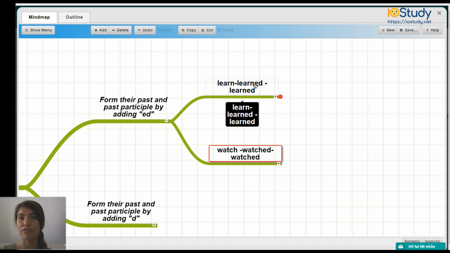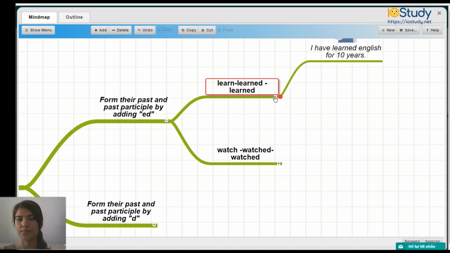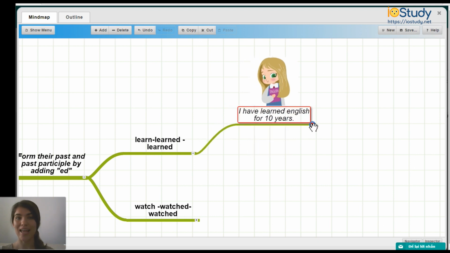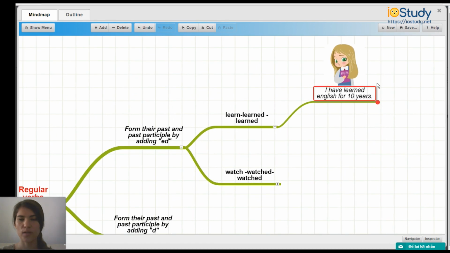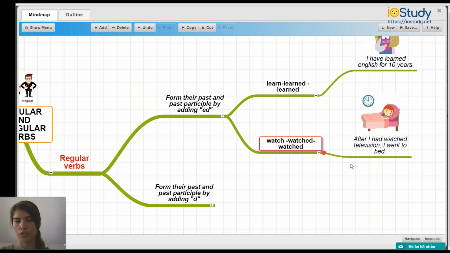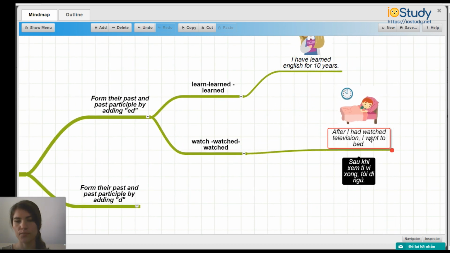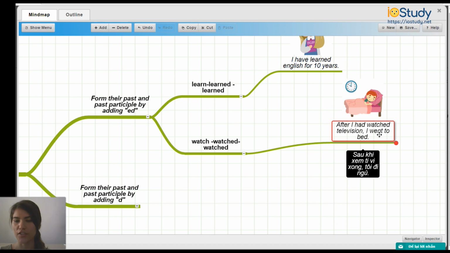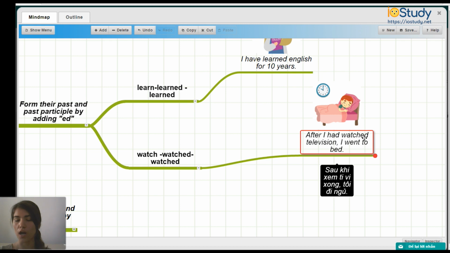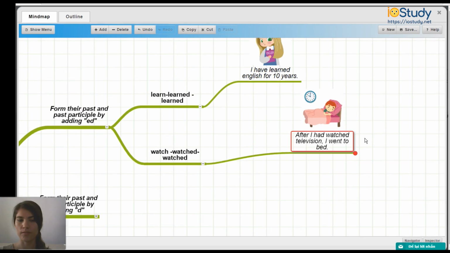So let's look at some examples of learn, learned, and learned. So, I have learned English for 10 years. So as you can see, this one is a regular verb, learn, in the past. Watch, watched, and watched. For example, after I had watched television, I went to bed. So as we can see, watch turned to watched by adding ed, regular verbs.